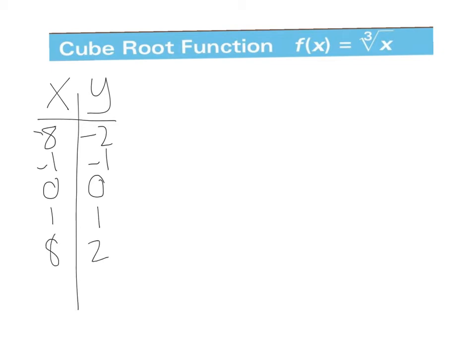The reason we chose these particular values is because earlier when we did the cubic function, we knew that negative 2 to the third is negative 8, so we should also know that the cubed root of negative 8 is negative 2.